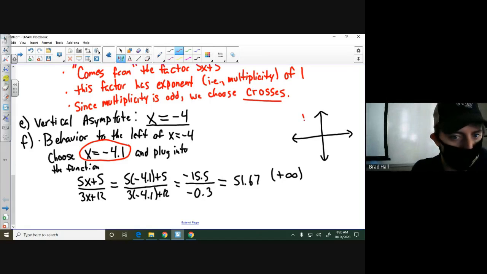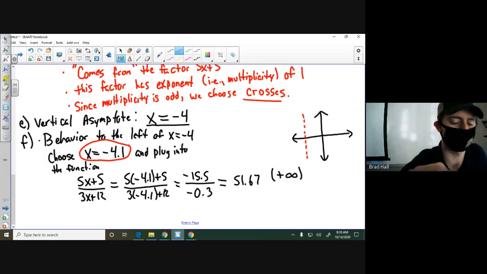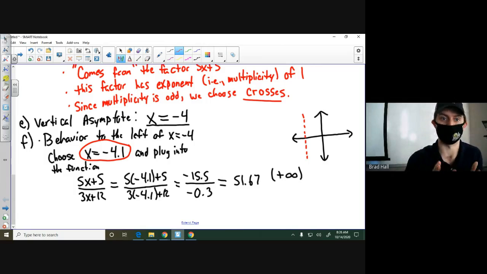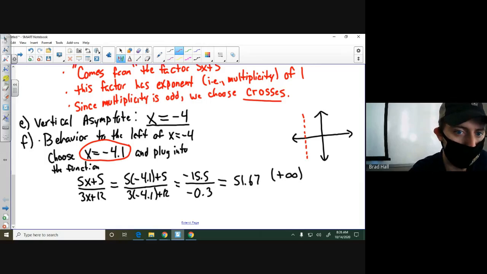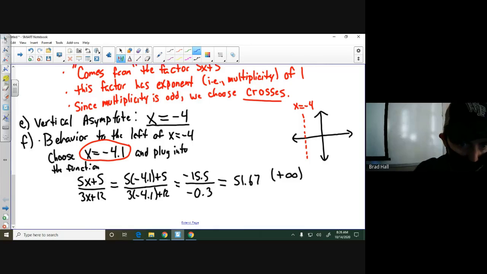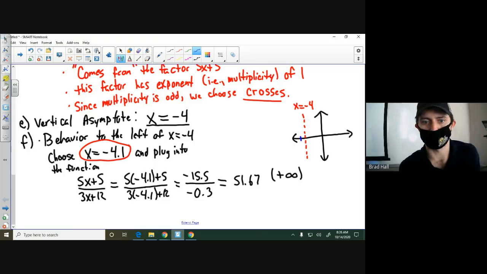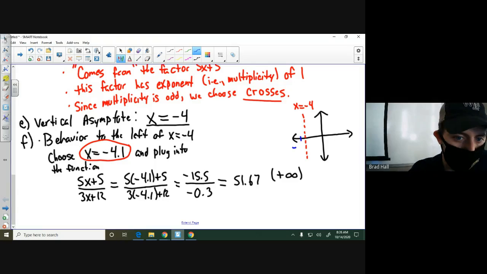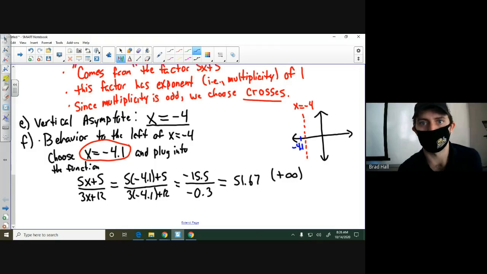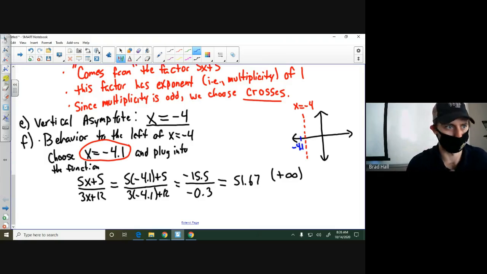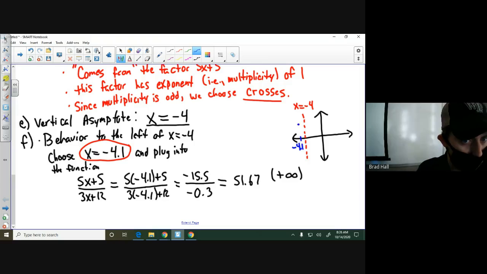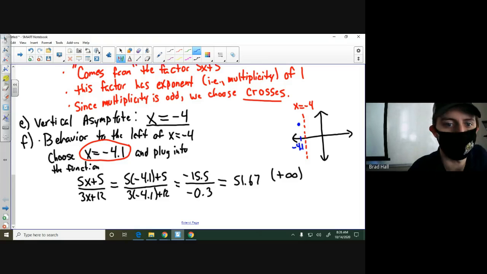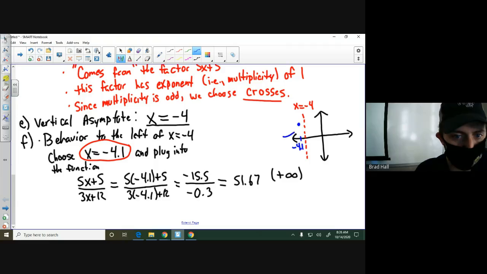So for the asymptote at x is equal to -4, what we're doing is we're picking a number about right here, fairly close, -4.1. And the reason why we pick close is because we're trying to get a snapshot of the graph, whether it's going upwards or downwards. And by figuring out that it is upwards, it gives us a pretty good indication that the graph is going to go in this trend up here.